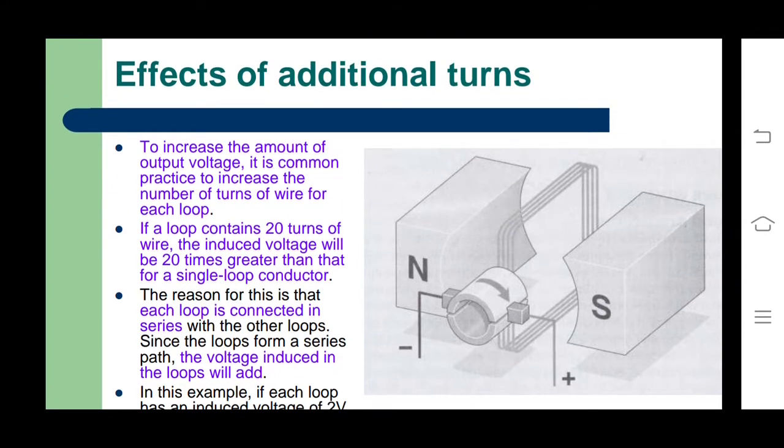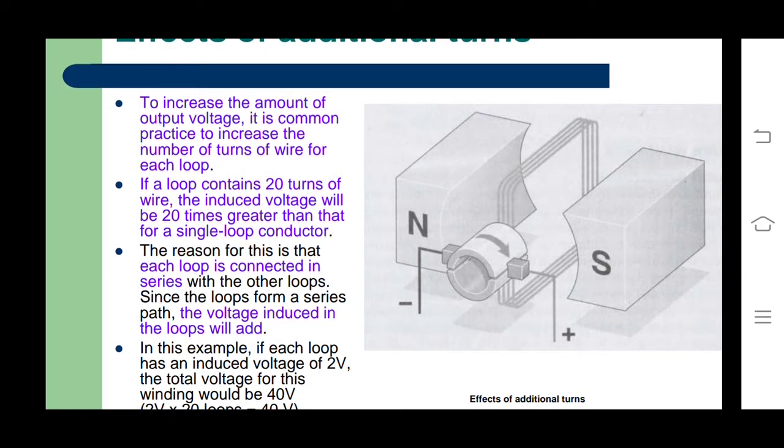To increase the amount of output voltage, it is common practice to increase the number of turns of wire. Because the number of conductors is increasing, the EMF also increases. The EMF will increase with increasing flux values, increasing prime mover speed, and also by increasing the number of conductors in series in each parallel path.